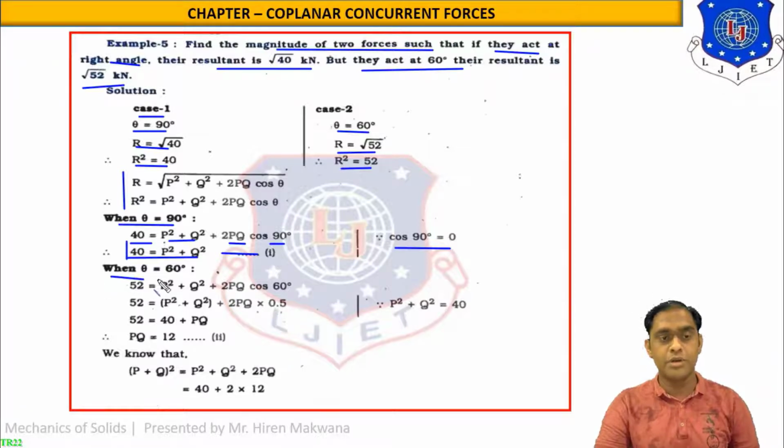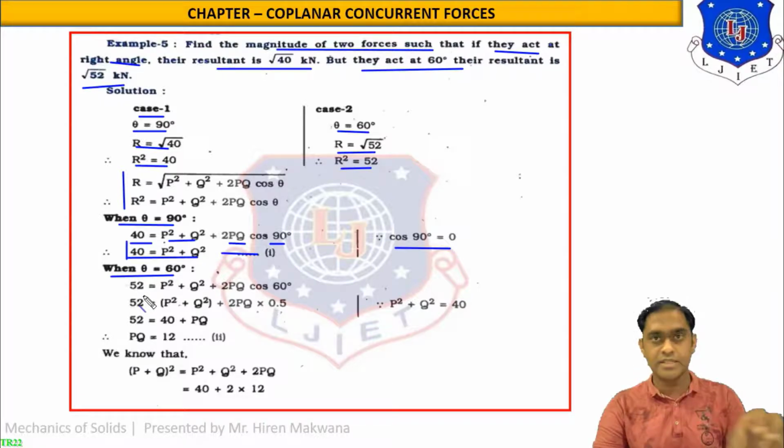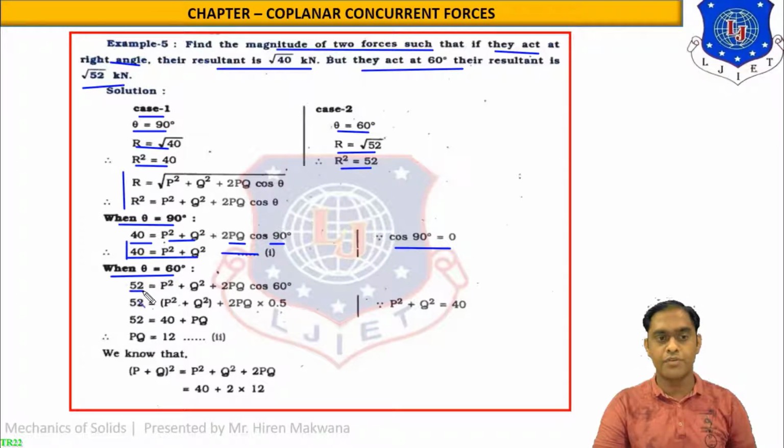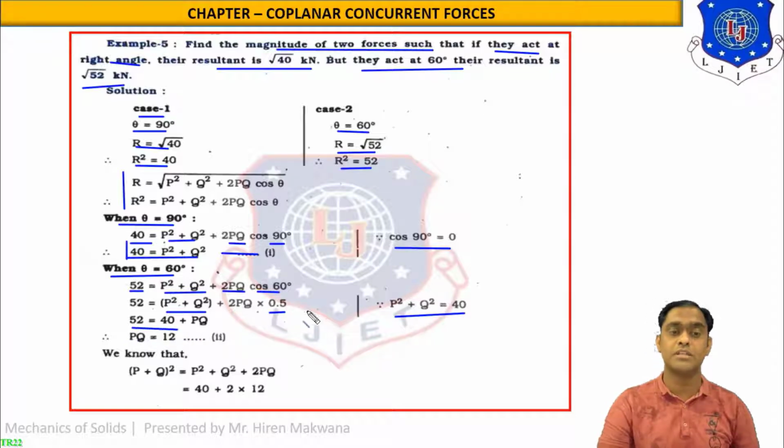For case number 2, when theta equal to 60 degrees, replace all the values from case number 2 in the same formula. So R square equal to 52. P square plus Q square unknown, 2PQ unknown and theta will be 60 now, which is cos 60 equal to 0.5. The bracket P square plus Q square will be replaced from equation number 1. From equation number 1, P square plus Q square equal to 40. So just replace over here, you will get 52 equal to 40 plus PQ. Why is it PQ only?